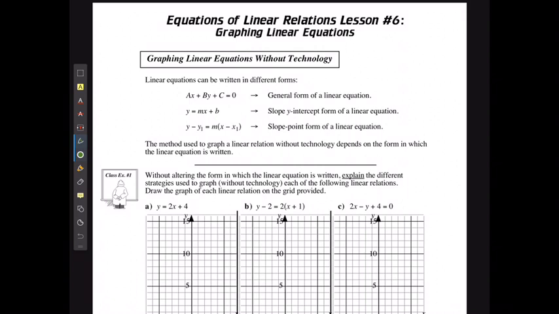So the last skill I need to have for the linear equations is how to graph out those linear equations, either using technology or without using technology. We know we have the three forms: general form, which is ax plus by plus c is equal to 0, slope-intercept, where y is equal to mx plus b, m being the slope and b being the y-intercept, and slope point form, which is going to be y minus y1 is equal to m bracket x minus x1, where m is still the slope and x1 and y1 are just any coordinate that exists on the graph.